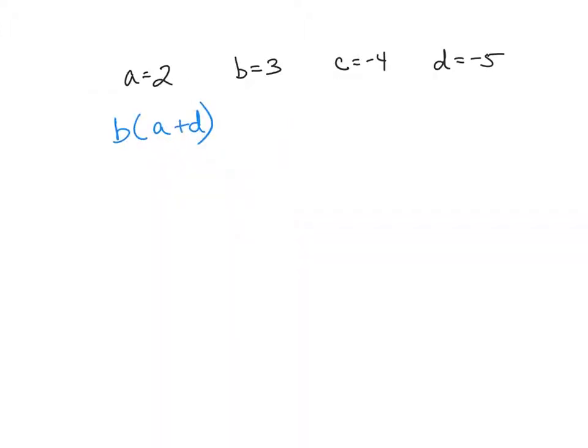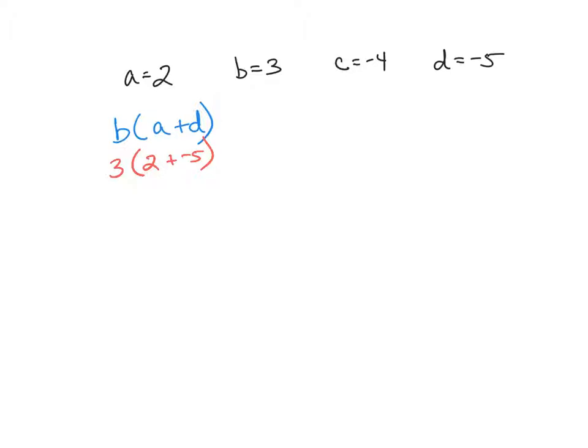Here are a few more examples, and I'm purposely picking these problems just so we can review some of the other things that we've talked about previously. I have b times, in parentheses, a plus d. And if I wanted to go through and solve that, b is equal to 3, my a is equal to 2, and my d is equal to a negative 5. So I can go through and solve that.